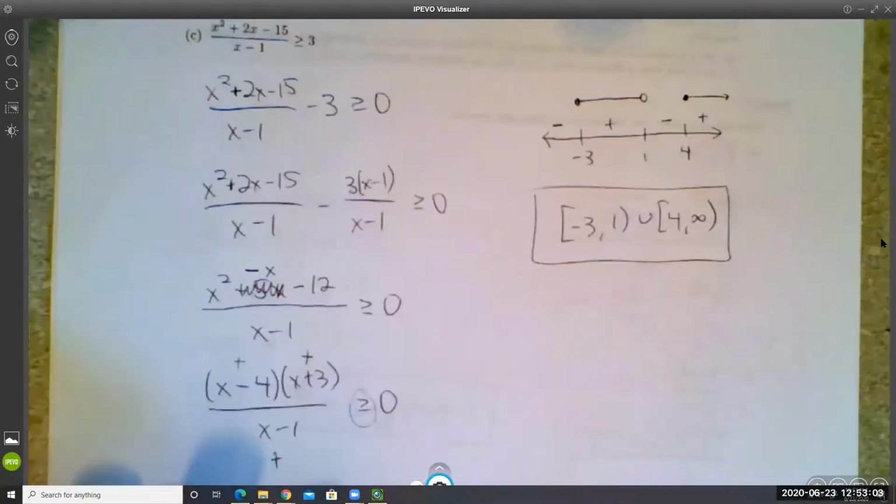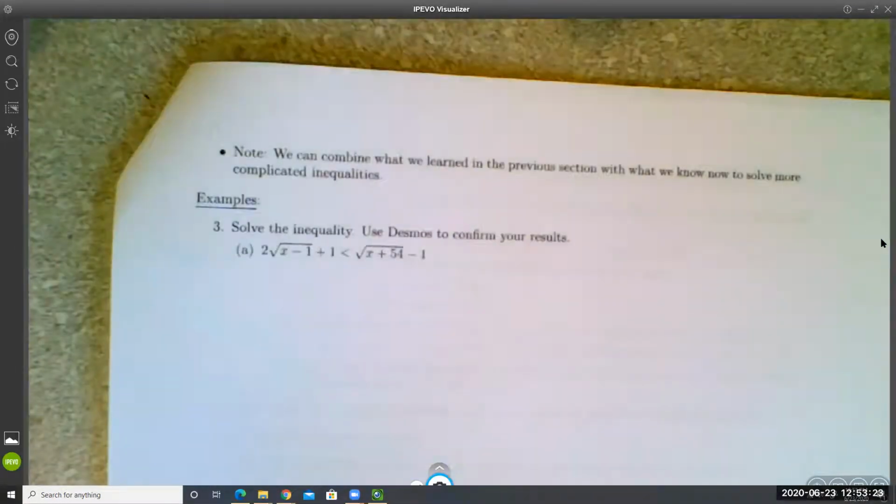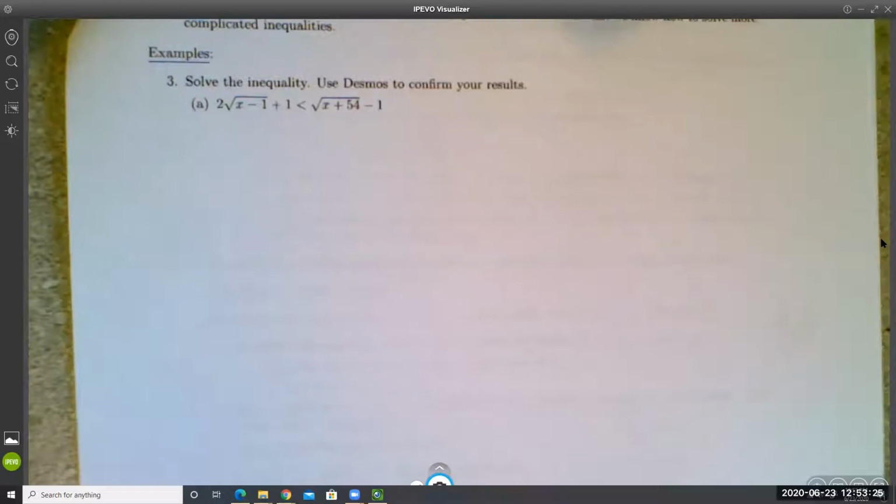Okay. So that's rational inequalities. So we've talked about all the different kinds of inequalities, right? Absolute value, radical, rational, polynomial, linear, right? Something that's interesting is what happens when we start combining these things. These can get really messy.